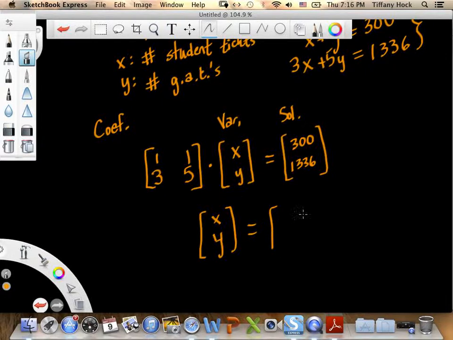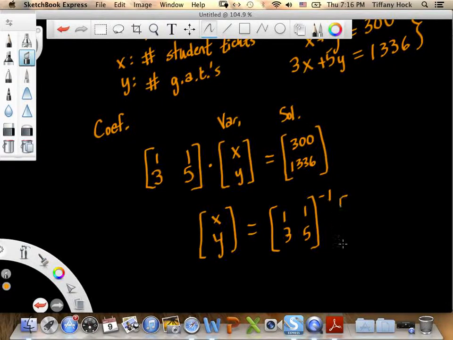So when I do the inverse of this coefficient matrix with 1s on the top and 3 and 5 on the bottom, it's lagging a little bit, so you have to bear with me. So the inverse of that matrix, there we go, times the solution matrix.